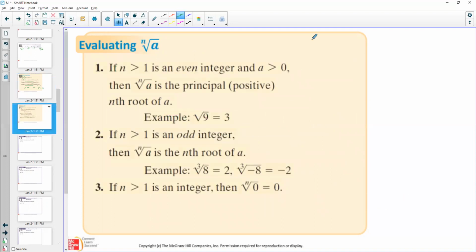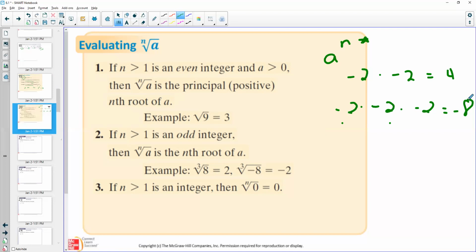The other important thing is that when we evaluate nth roots, some of them can't have a negative inside the square root. Some of them can, because we think about what a root means. That n tells me how many times I can multiply something together. Okay, so if I have negative 2 times negative 2, I get 4. No matter what I do, there's no way to get a negative. But if I add in one more negative 2, I multiply it in, negative times negative is positive, negative times positive is negative. I'm going to get a negative answer, which means a negative under the radical is okay if it's an odd root.